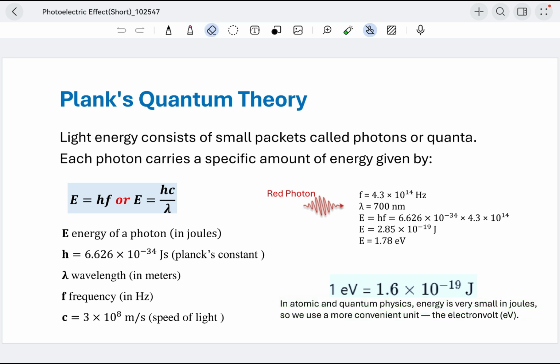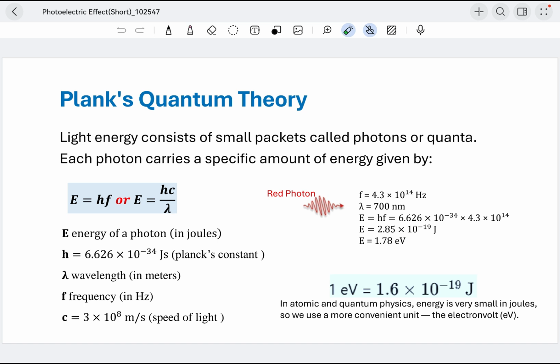So that's why we use a more convenient unit for energy, that is the electron volt. Of course, electron volt is not the SI unit, only joule is the SI unit for energy. So let's discuss how to convert joule into electron volt. Very simple, just divide the joule value by 1.6 times 10 to the power of minus 19. That's it. So this is the answer in terms of electron volt for this red photon.